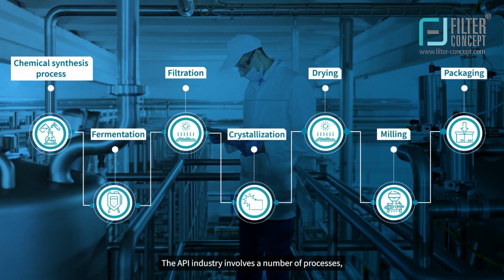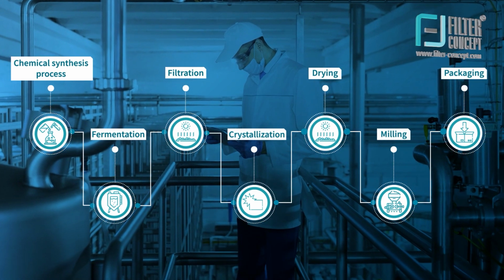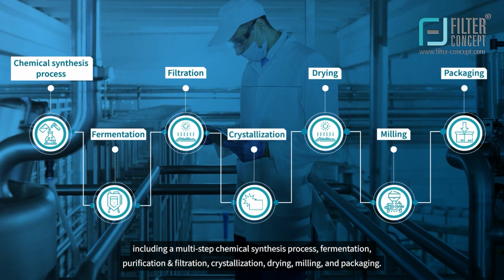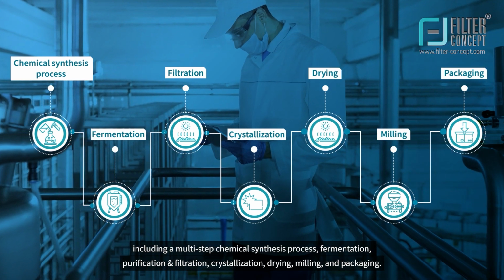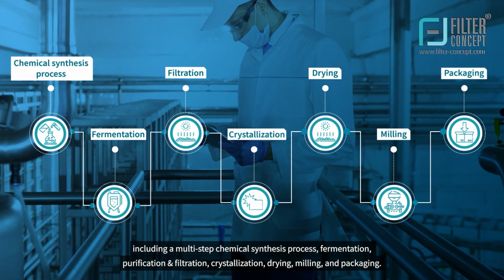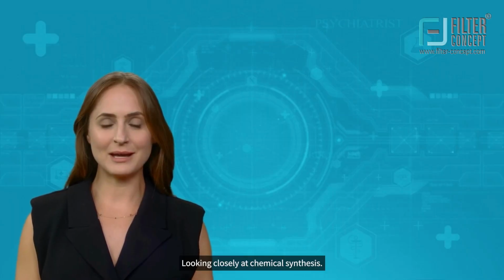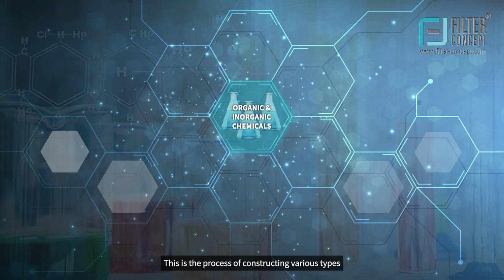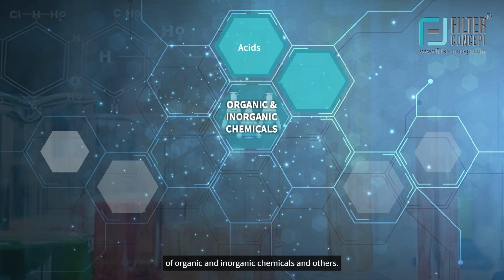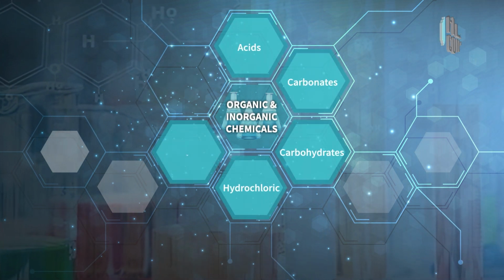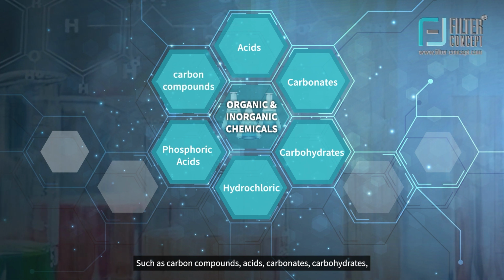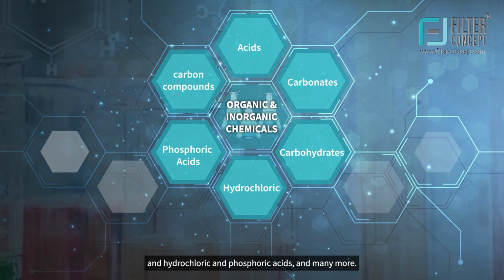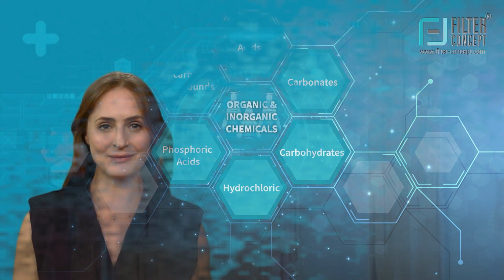The API industry involves a number of processes, including a multi-step chemical synthesis process, fermentation, purification and filtration, crystallization, drying, milling, and packaging. Looking closely at chemical synthesis. This is the process of constructing various types of organic and inorganic chemicals and others, such as carbon compounds, acids, carbonates, carbohydrates, and hydrochloric and phosphoric acids, and many more.